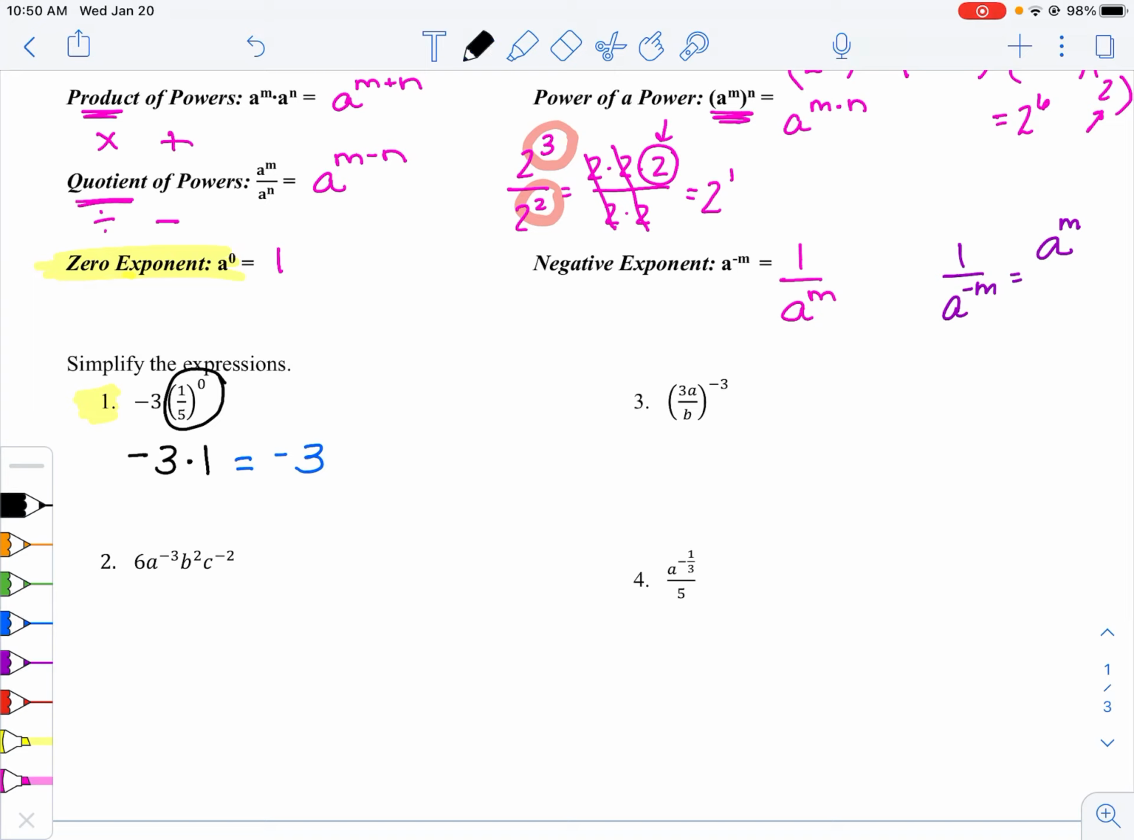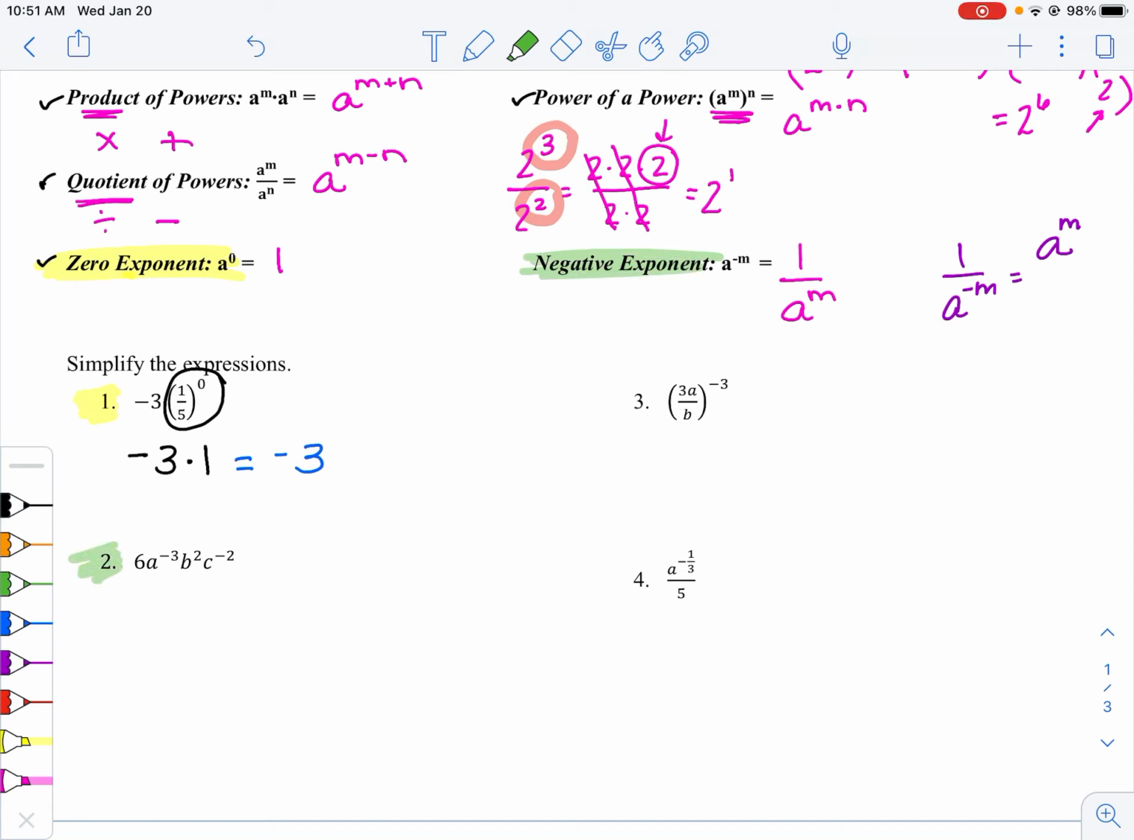All right, so then moving to number 2. Okay, I have 6, a to the negative 3, b to the 2, c to the negative 2. So I've got 4 different bases. Okay, none of them are the same. So it's not product of powers because those are both a. It's not power of a power because I don't have 2 exponents next to each other. It's not quotient of powers because, again, I don't have 2 of the same bases. I also don't have division. It's not 0 exponent because I don't have a 0. So this is an example of a negative exponent problem.